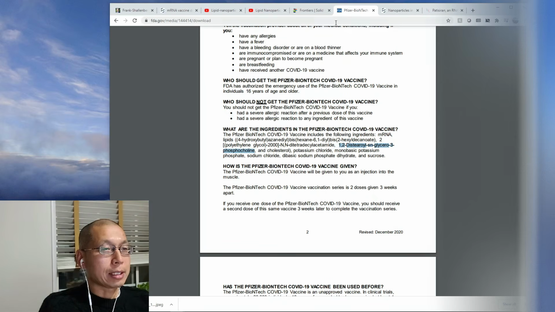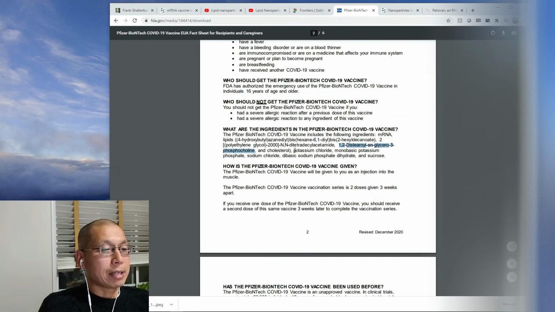I looked at the components of the Pfizer vaccine and figured out that basically this long thing right here is the cationic lipid, this is the pegylated shell, this is the phospholipid that forms the inner shell, and then cholesterol. So those are the components of the lipid nanoparticle in the Pfizer vaccine.